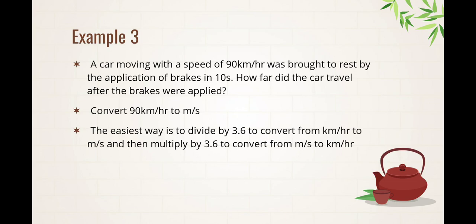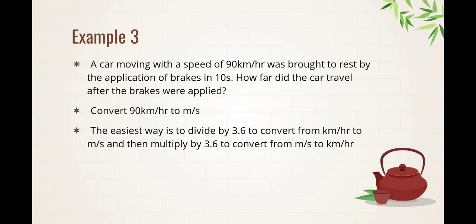So the third question: a car moving with a speed of 90 kilometers per hour was brought to rest by the application of brakes in 10 seconds. How far did the car travel? The first thing we have to do is convert kilometers per hour to meters per second. The easiest way is to divide by 3.6. And when you want to convert from meters per second to kilometers per hour, you multiply by 3.6. This is extremely important.